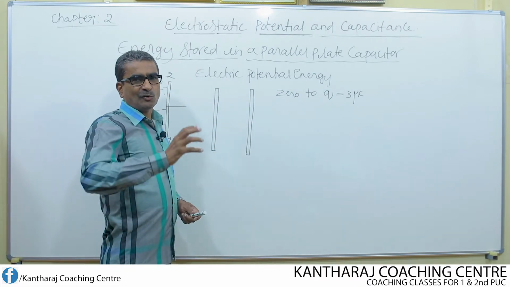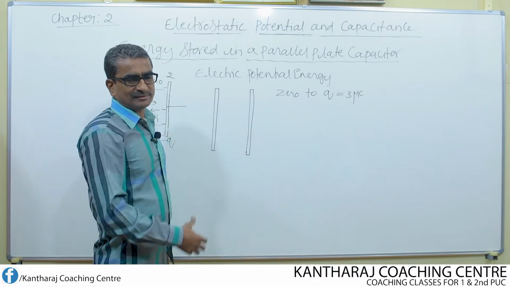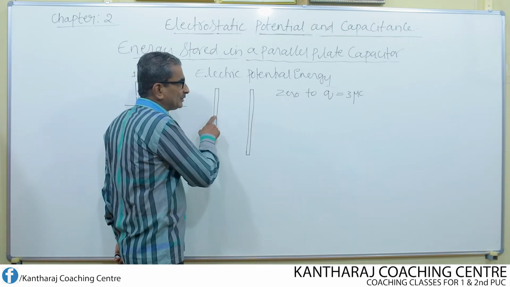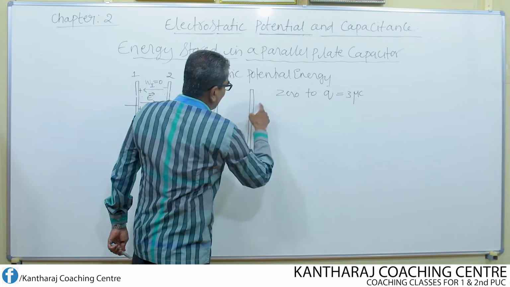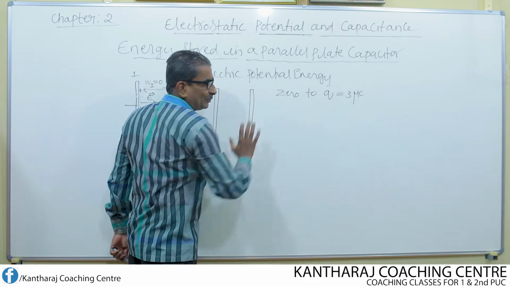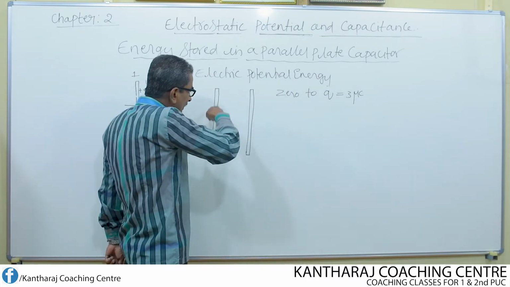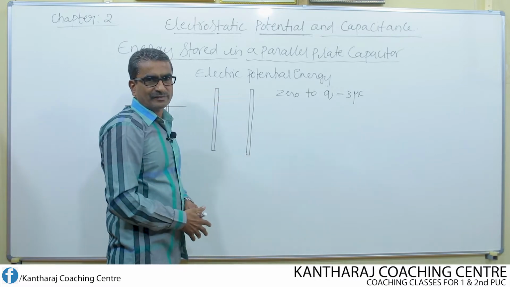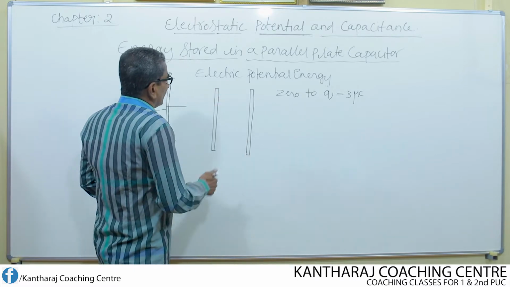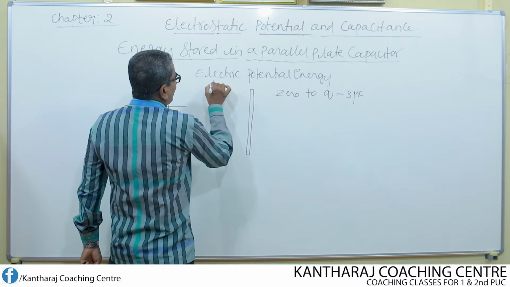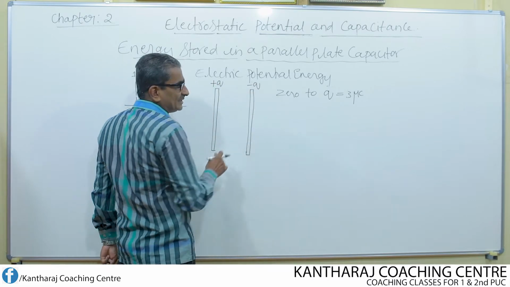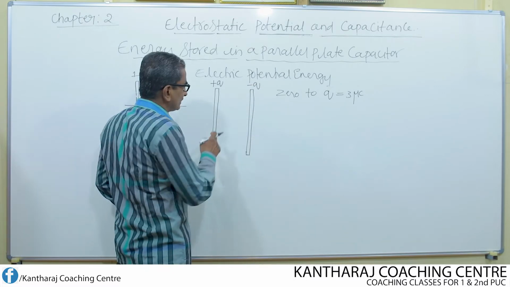Then what should be the total work done? That total work done in charging this plate positively to 3 microcoulomb and negatively to 3 microcoulomb will be stored in the capacitor as electric potential energy. Now I consider like this. Plus Q is the charge on this plate, minus Q is the charge on this plate. Okay?